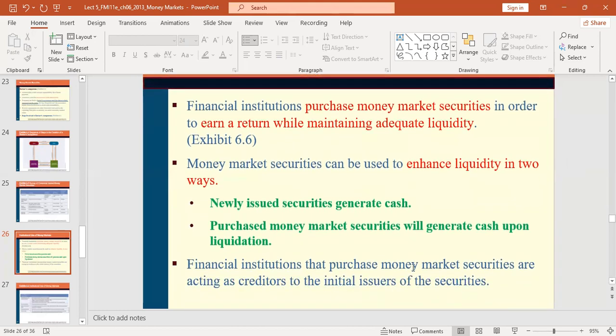So financial institutions that purchase money market securities are acting as creditors to the initial issuers of the securities. So any financial institutions that purchase money market securities in the secondary market, they are giving assurance to the initial issuer that they will honor the obligations in the future.